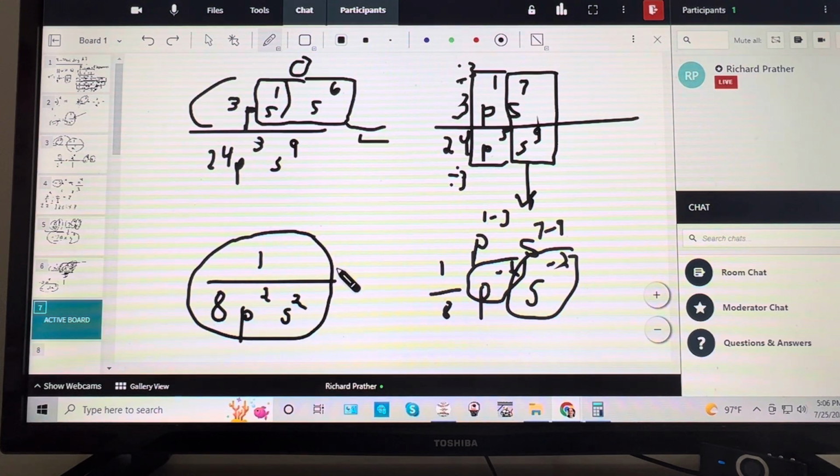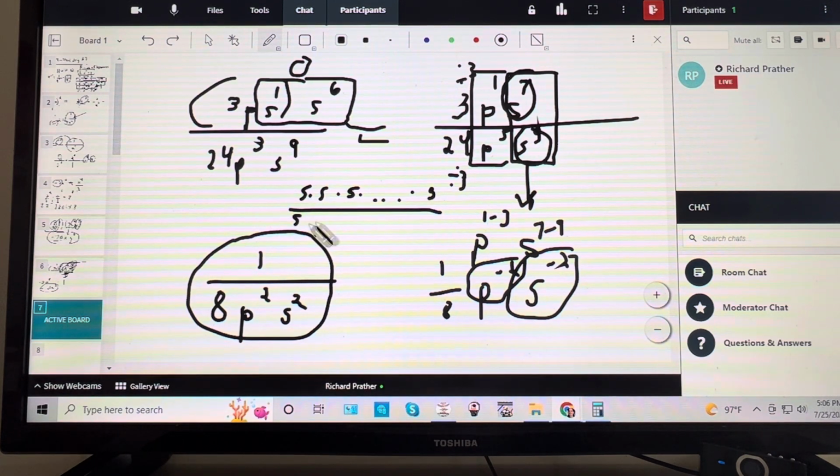Another way of thinking about this that I like better is I say to myself, there's 7 s's in the top, there's 9 in the bottom. If you literally wrote s times itself 7 times, and then in the bottom you wrote 9 s's, the 7 s's in the top would cancel 7 of the 9 in the bottom. So there would be 2 s's left in the bottom. See, 2 s's in the bottom.